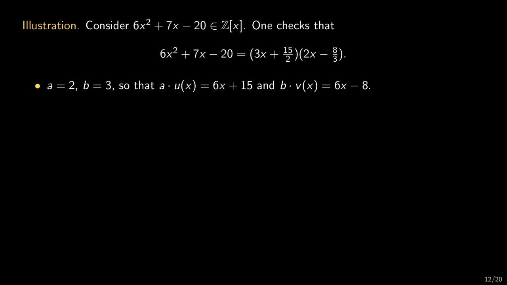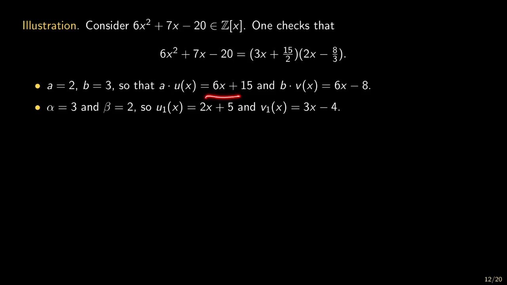So here, what we do is, we take the LCDs. So we only look at the denominator. So 3 has denominator 1, this has denominator 2, the LCD is 2, so that's A. For this, the LCD is 3, so that's B. What we now do is we multiply the LCDs to the given polynomial. So if I multiply this by 2, I get 6x plus 15. If I multiply this by 3, I get 6x minus 8.